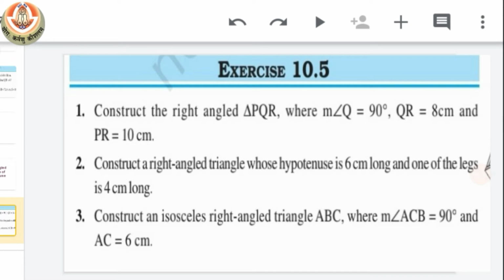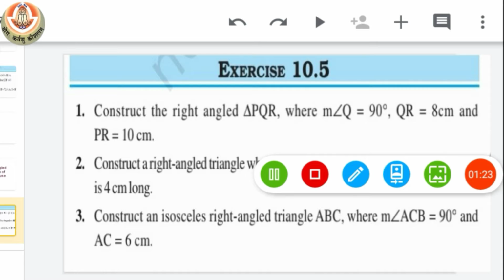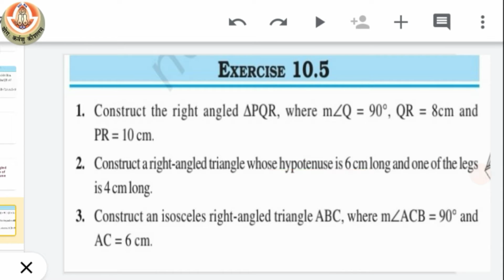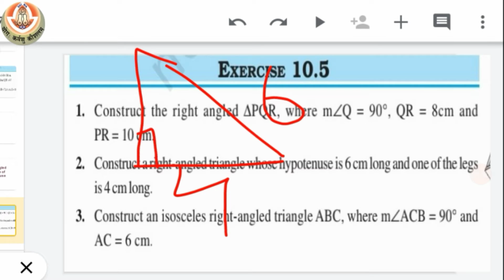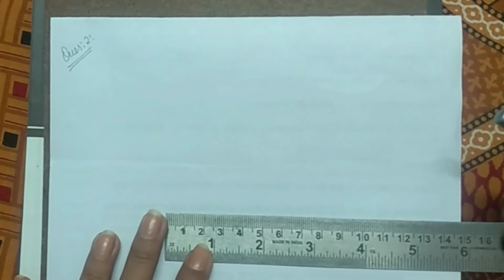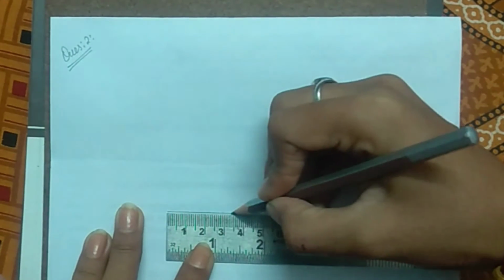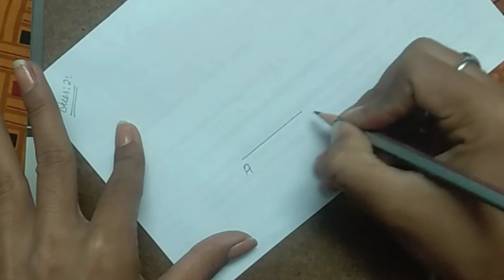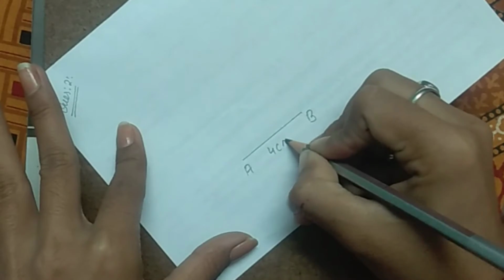In our next question, question number 2, we have to construct a right angle triangle whose hypotenuse is 6 centimeter long and one of its legs is 4 centimeter. Let's take the base side as 4 centimeter, and we all know that this angle is 90 degrees. So let's start its construction. First we will make the leg which is given, 4 centimeter. This is our leg side, and we will name it AB of 4 centimeter.